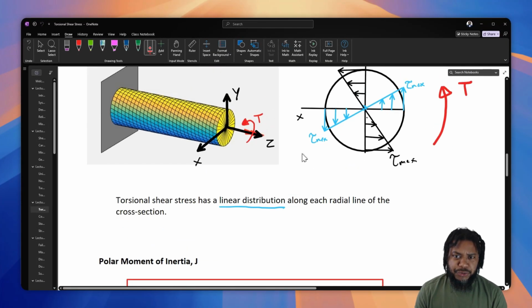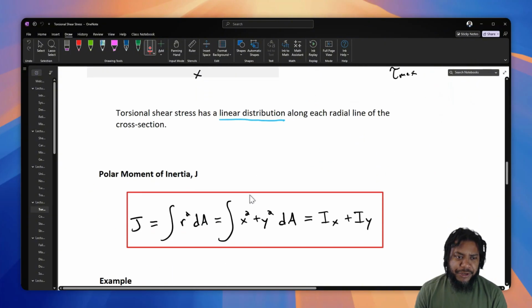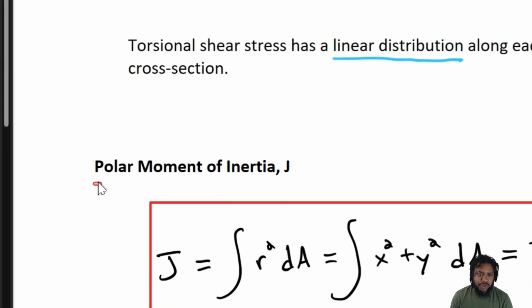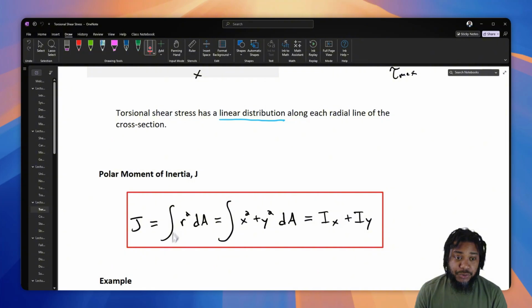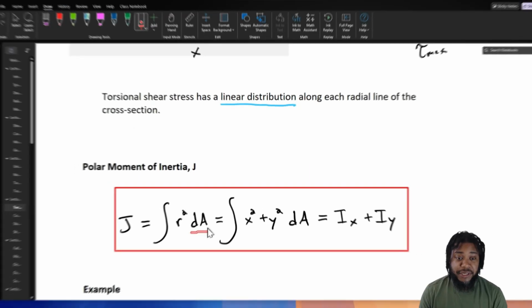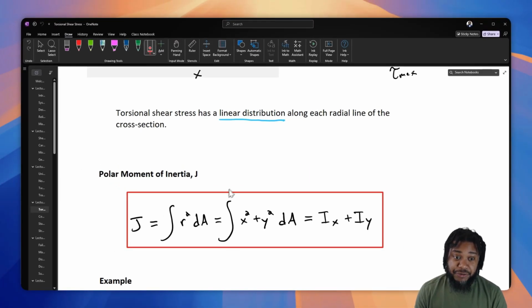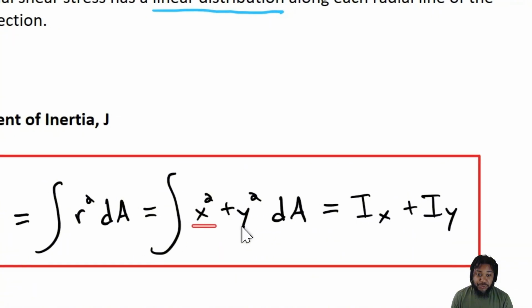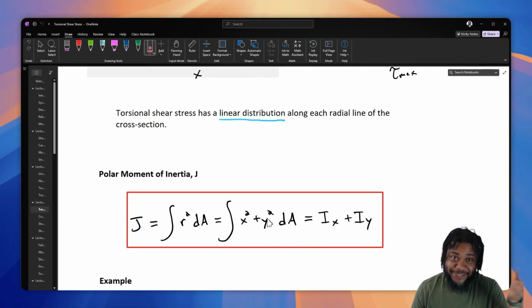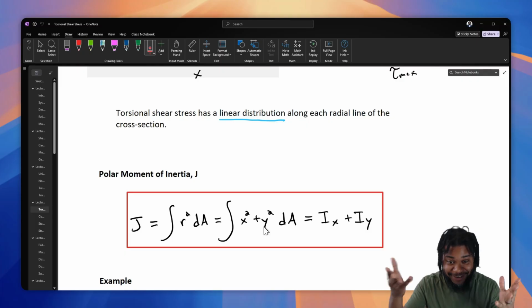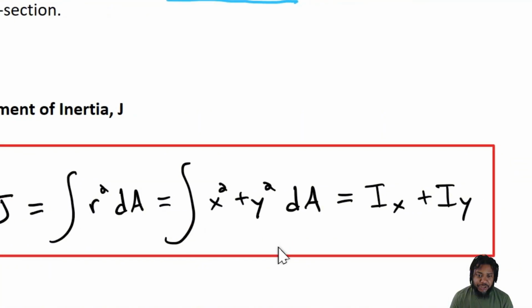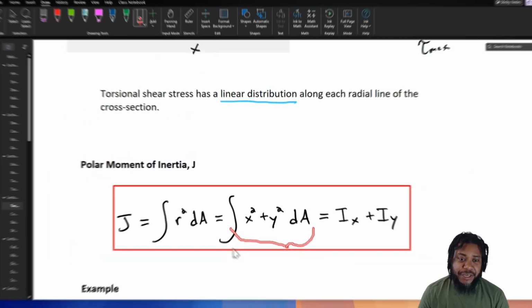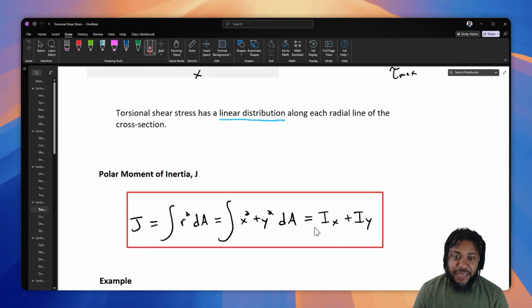Now, in order to solve for the torsional shear stress, there is a parameter that we need to find, which is called the polar moment of inertia, J, where J is equal to the integral of the radius squared over a differential area. This could be rewritten as the integral of x squared plus y squared, because r squared is equal to x squared plus y squared, right? Over a differential area.